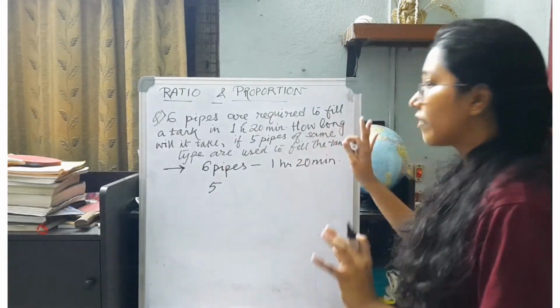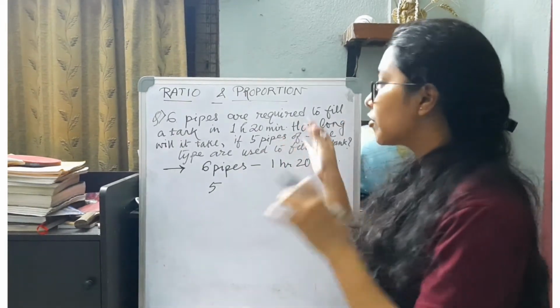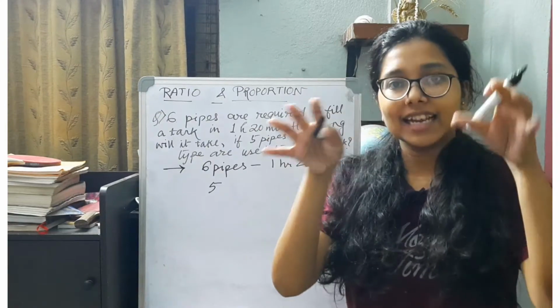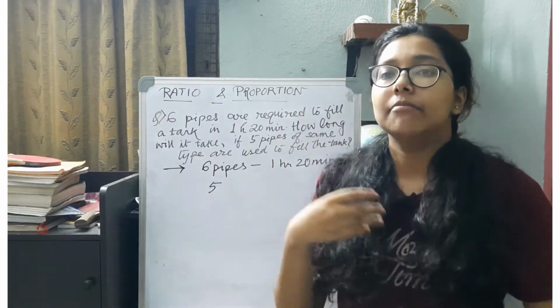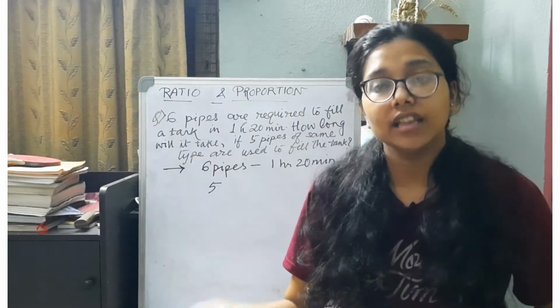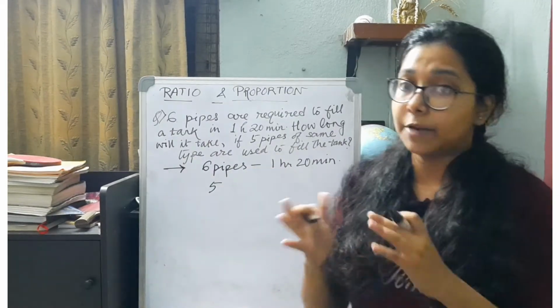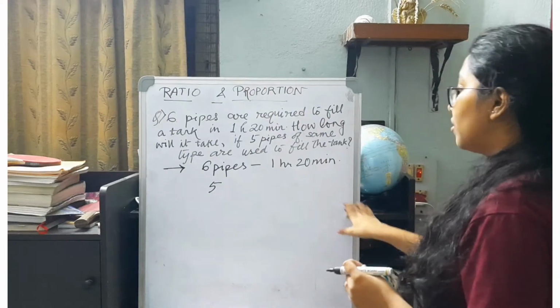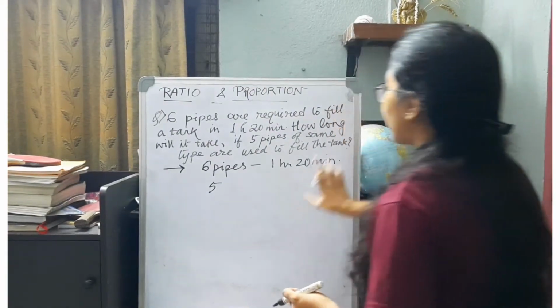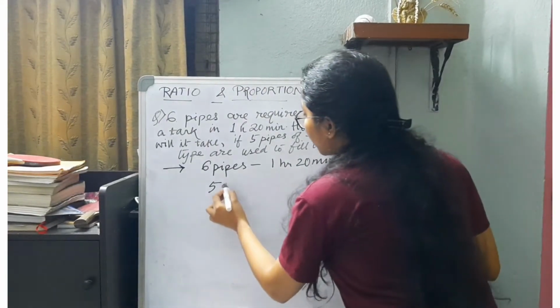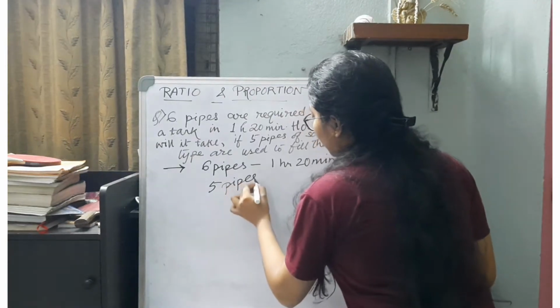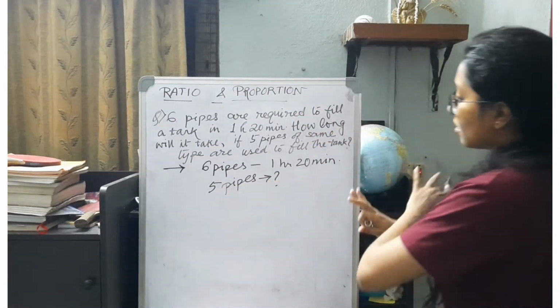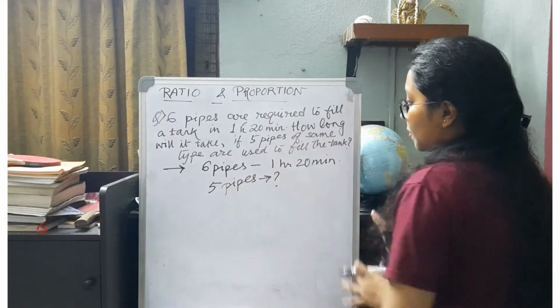So 5 pipes of the same type, that means that yes, these pipes will be able to fill up the same way the earlier pipes were doing. That means we can apply proportions here, isn't it? So the first data is 6 pipes take 1 hour 20 minutes. So what will be the time taken by 5 pipes? This is the ultimate question in this part.